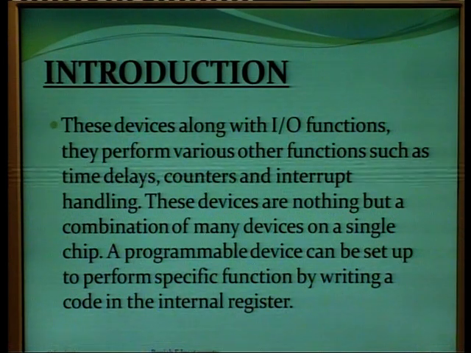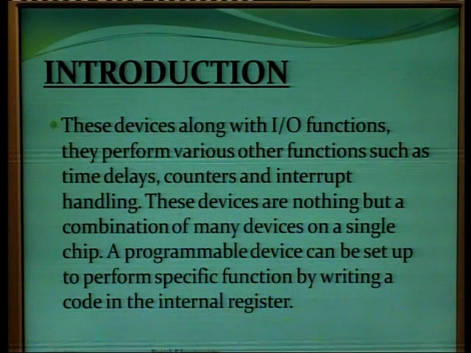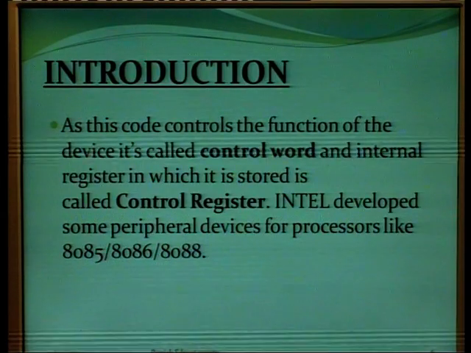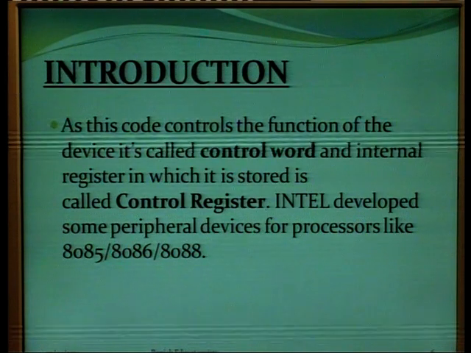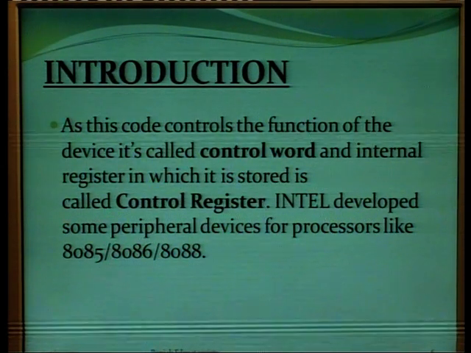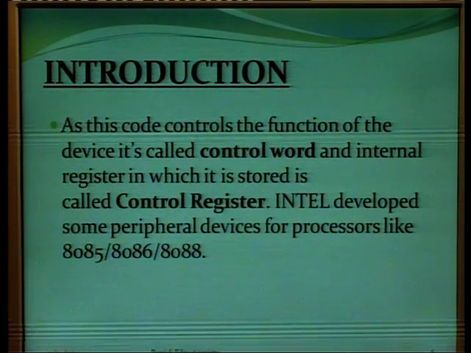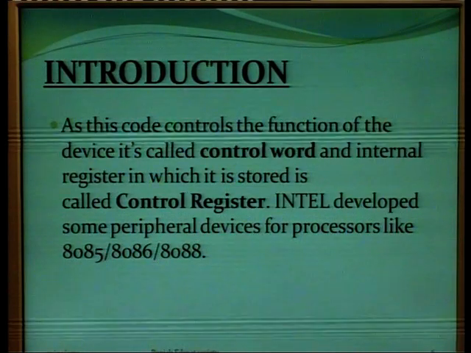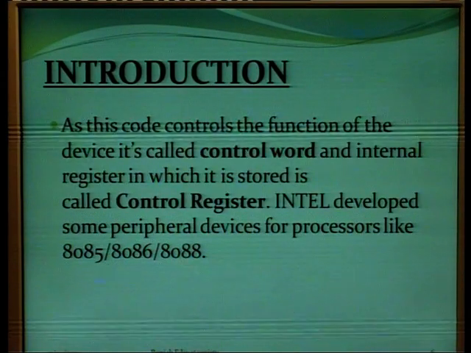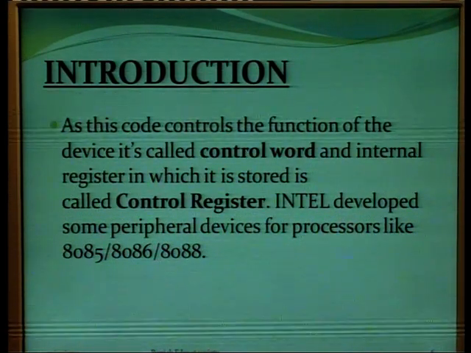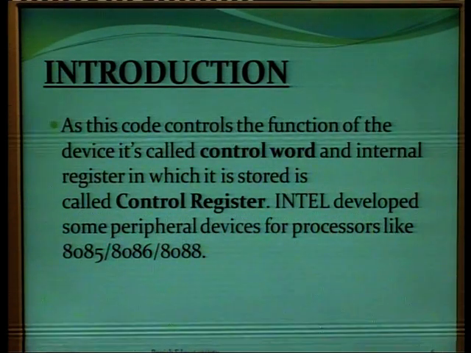A programmable device can be set up to perform a specific function by writing a code in its internal register. This code controls the overall function of this particular device. So, this code is known as a control word, and the internal register in which this word is stored is known as a control register. So, as these devices are programmable, we can program them according to our need, and we have to use a control word, and this control word is stored in the control register.